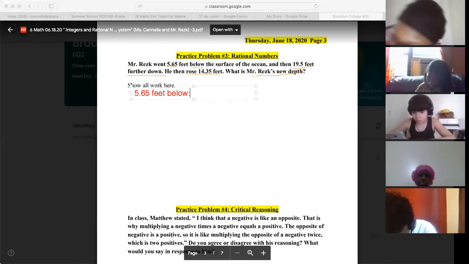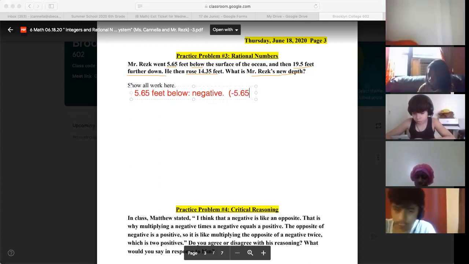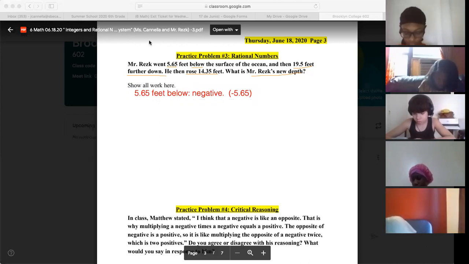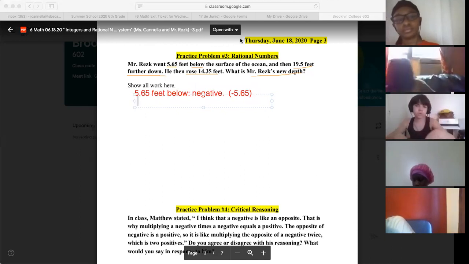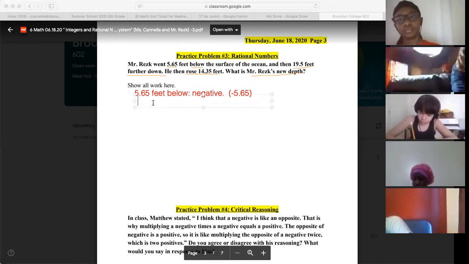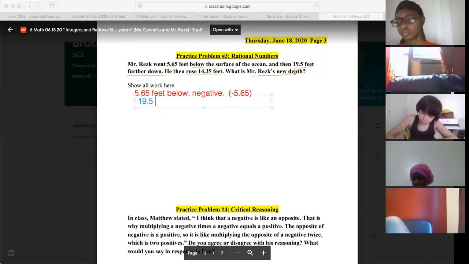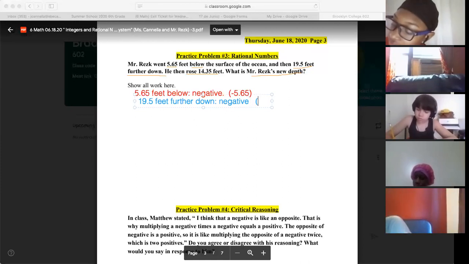If we have 5.65 feet below, is that positive or negative? Negative. Okay, please write these notes down. So we're going to put this in parentheses, negative 5.65. Okay, let's do the next sentence. What does the next sentence say, kiddo? 19.5 feet farther down. Is that positive or negative? Negative. Good. So then we're going to write negative 19.5.